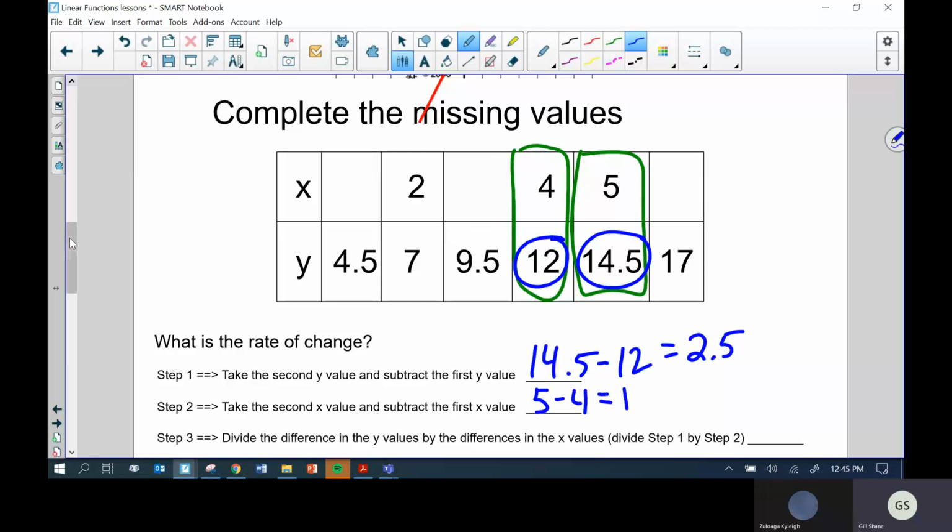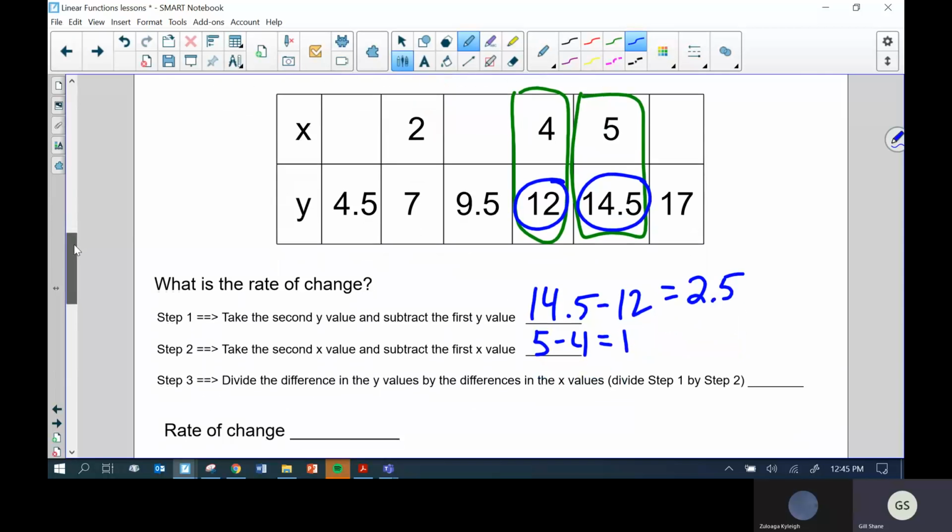And then my last step, my third step, I just divide the y values. It's the change in y values divided by the change in x values. So I just take those two and divide them out. And if you'll notice, we got 2.5, which is the same thing we got when we just did it visually earlier. So my rate of change, as we already knew, is 2.5.